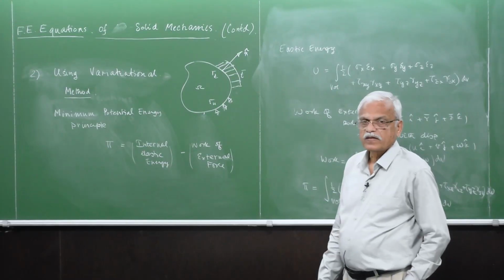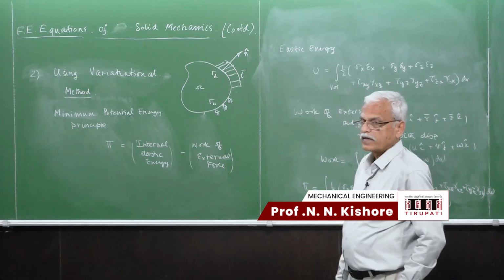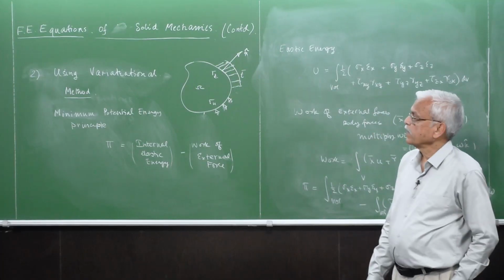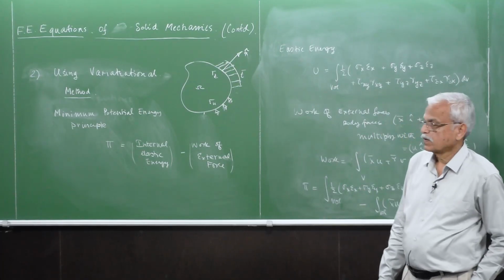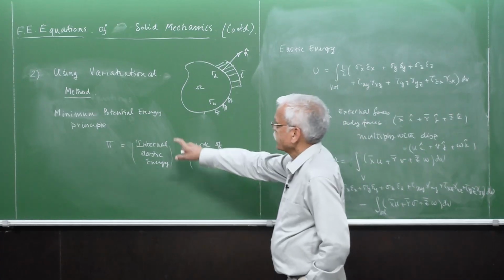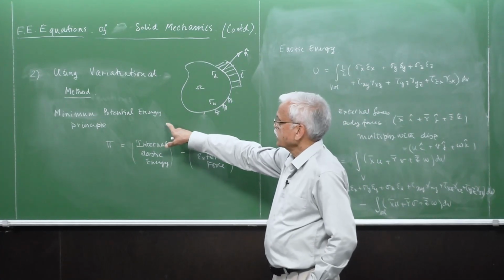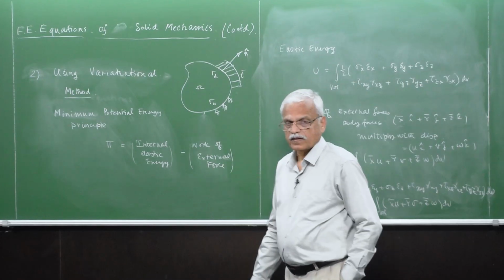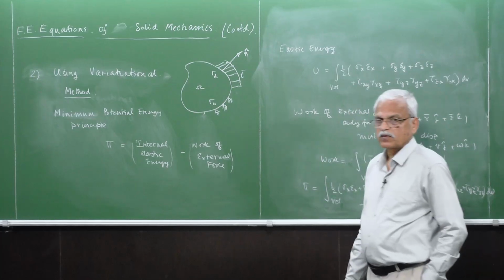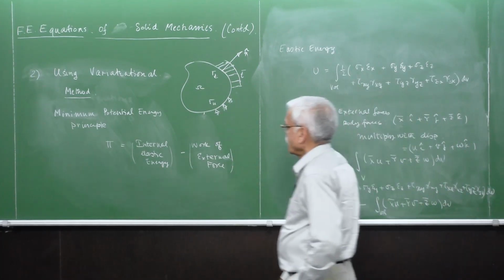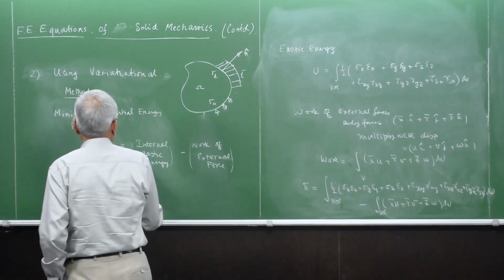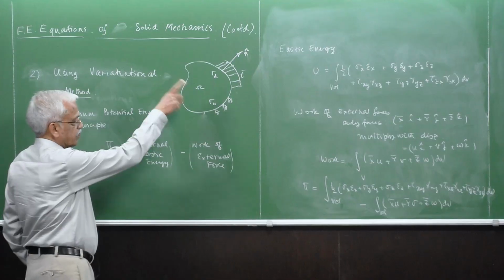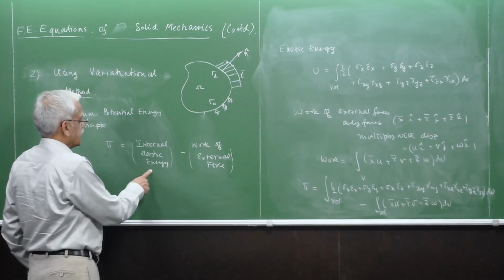So this is a continuation of our finite element equations in solid mechanics by the variational approach. In this variational approach, as we were telling in the previous lecture, we are going to use the minimum potential energy, which is a very important variational principle from centuries. And in this, we formulate the potential of the body system. That is the internal energy.